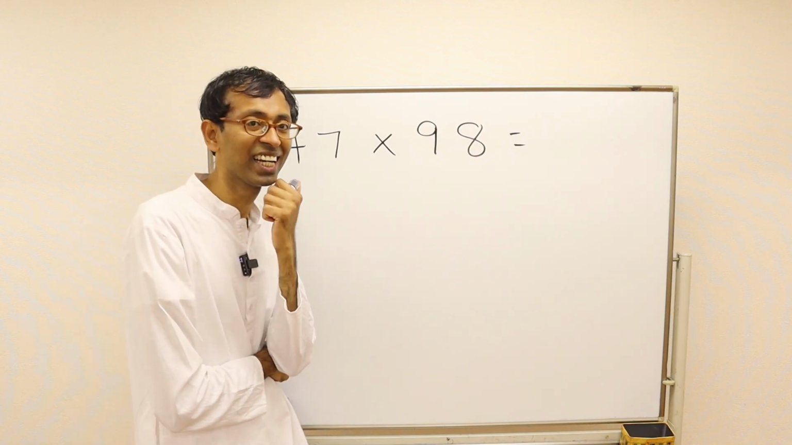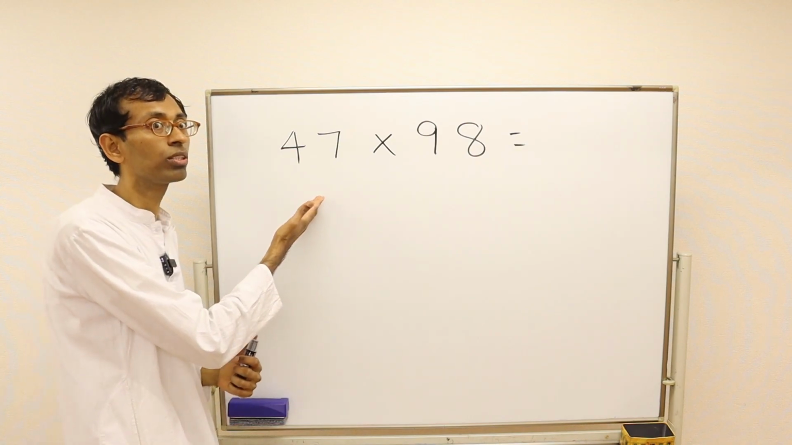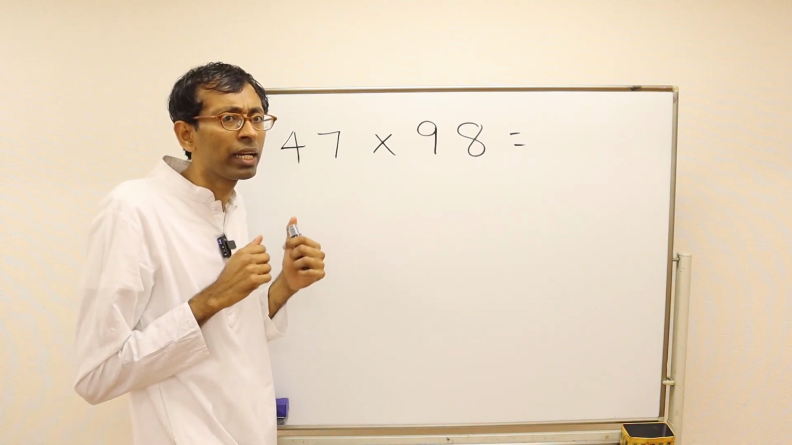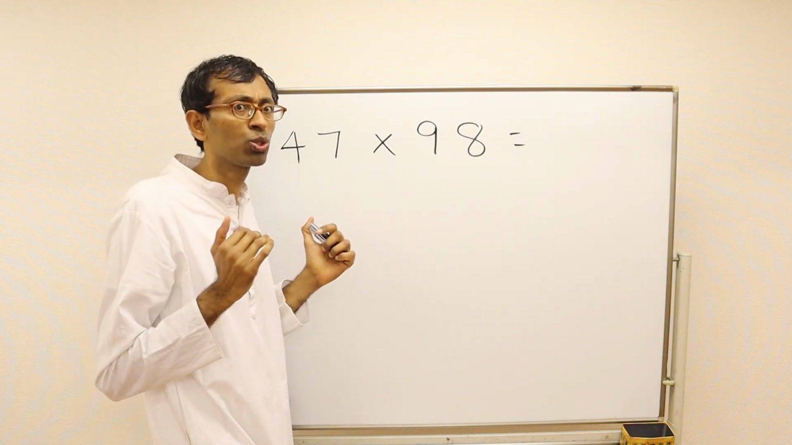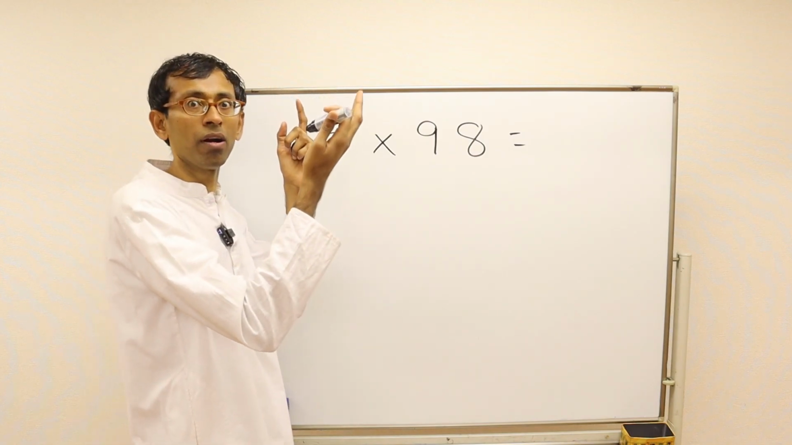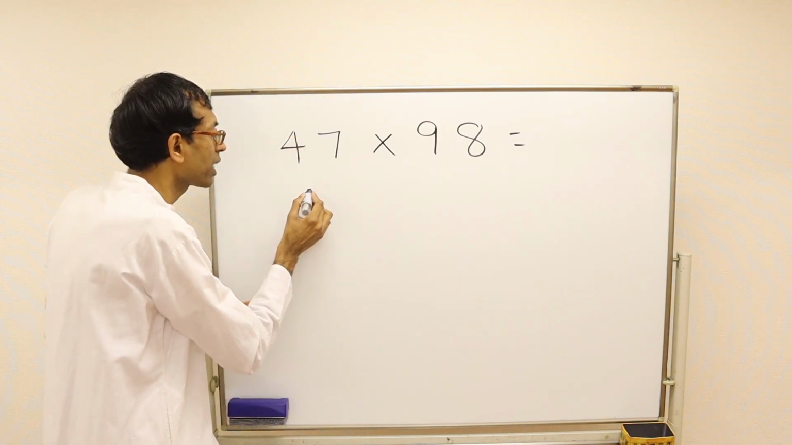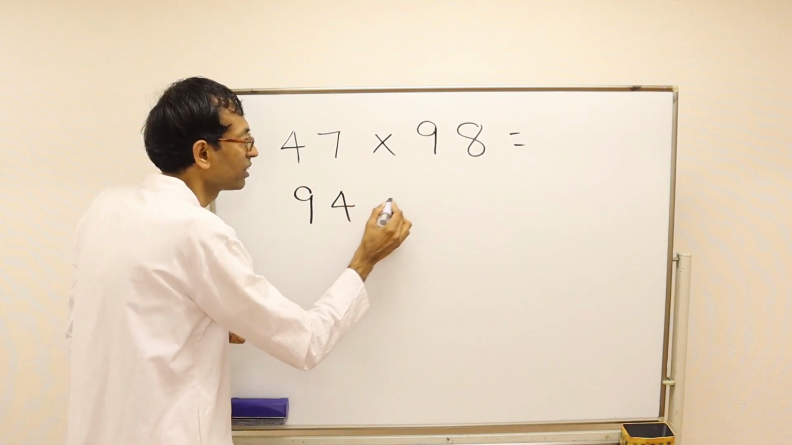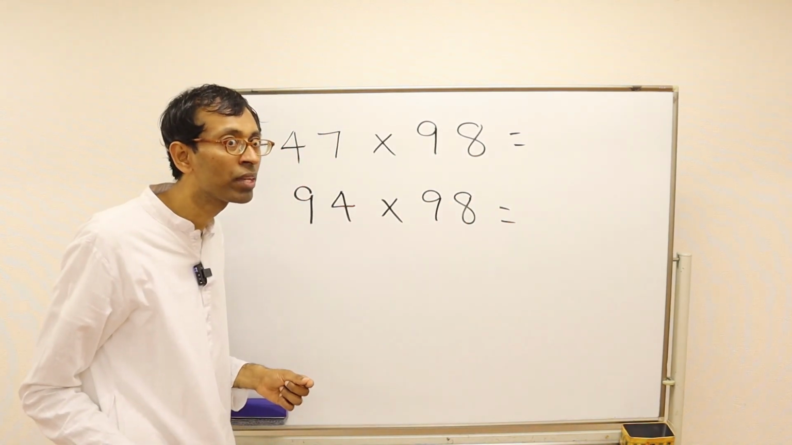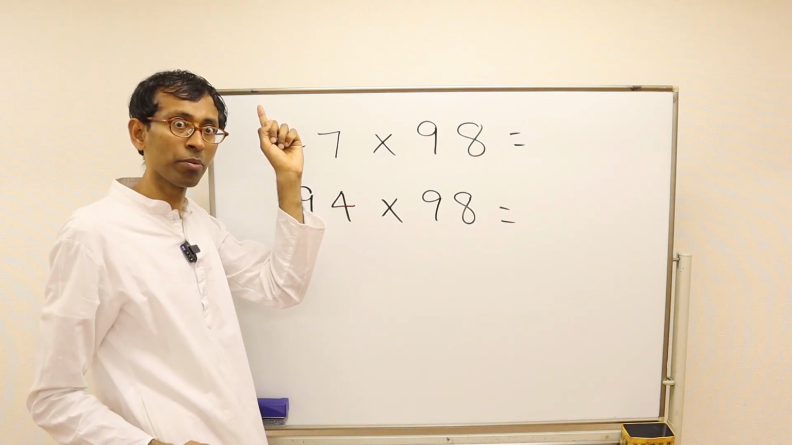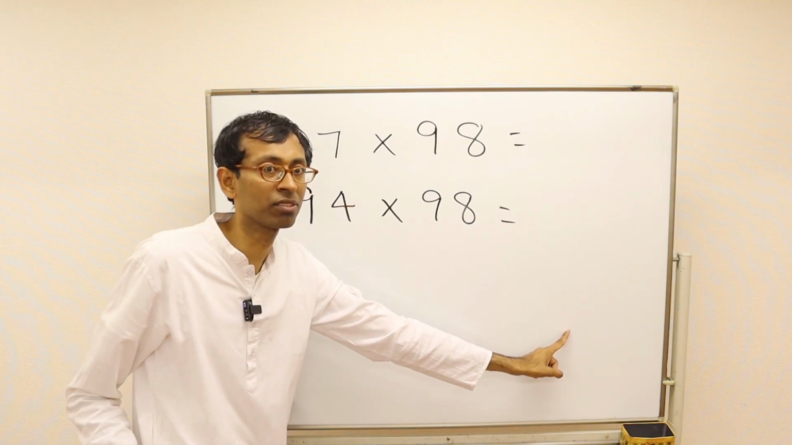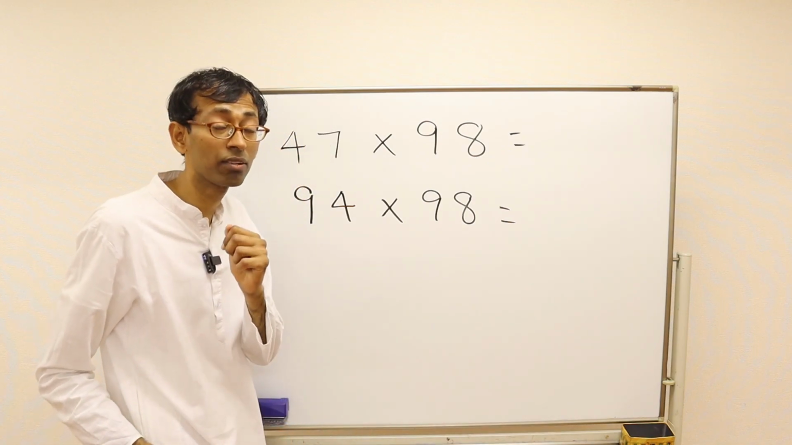Did you get the idea? So this one is close to 50, but this one is close to 100. We want to make both numbers close to 100. So what should we do? You simply double this number, and then you get 94 times 98. You get something because you doubled one of the numbers, so you have to half the answer to get the final answer. Now pause the video and try yourself.